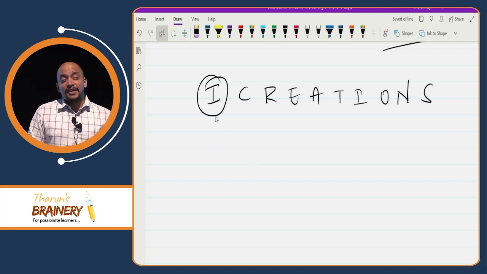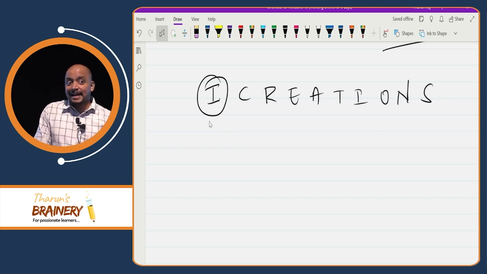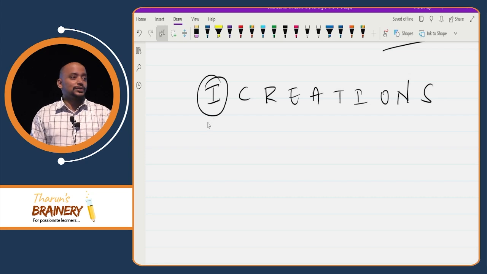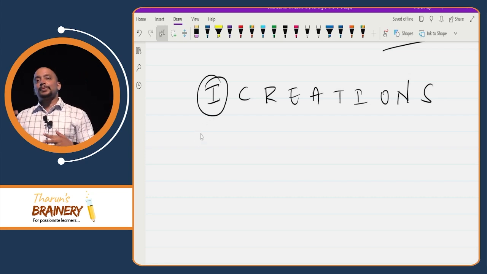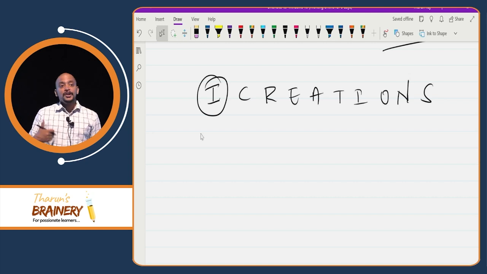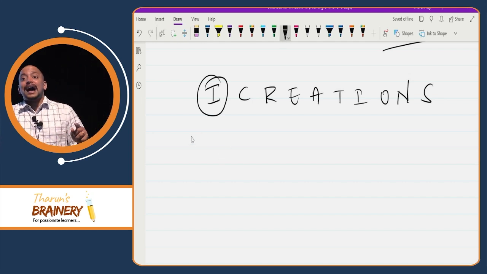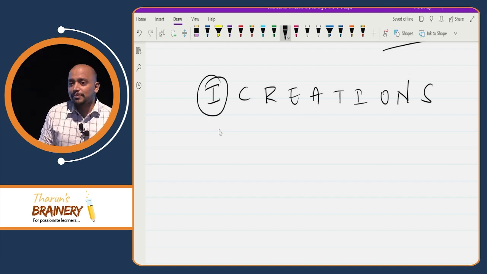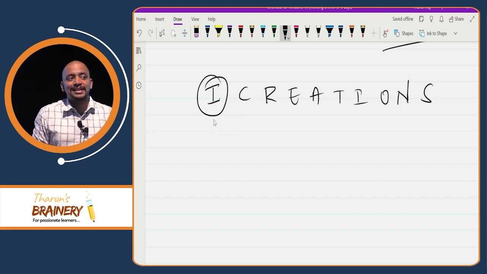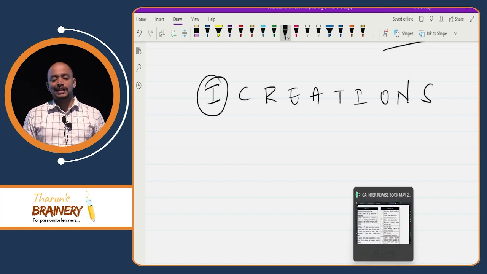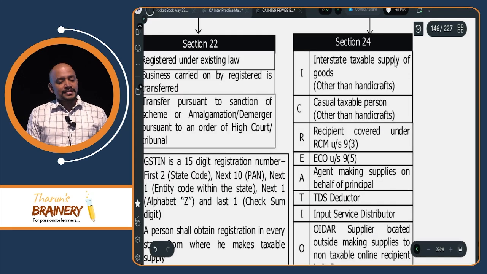What about interstate supply of services? Interstate supply of services, whether compulsory registration is applicable? No. So, interstate supply of goods, that too taxable goods. Understood? For interstate supply of services, compulsory registration not applicable. For interstate supply of exempted goods, compulsory registration not applicable. One more point, interstate supply of taxable goods other than handicrafts. Suppose if I am making interstate supply of handicrafts, am I compulsorily required to register? No. Clear here? Interstate taxable supply of goods other than handicrafts.